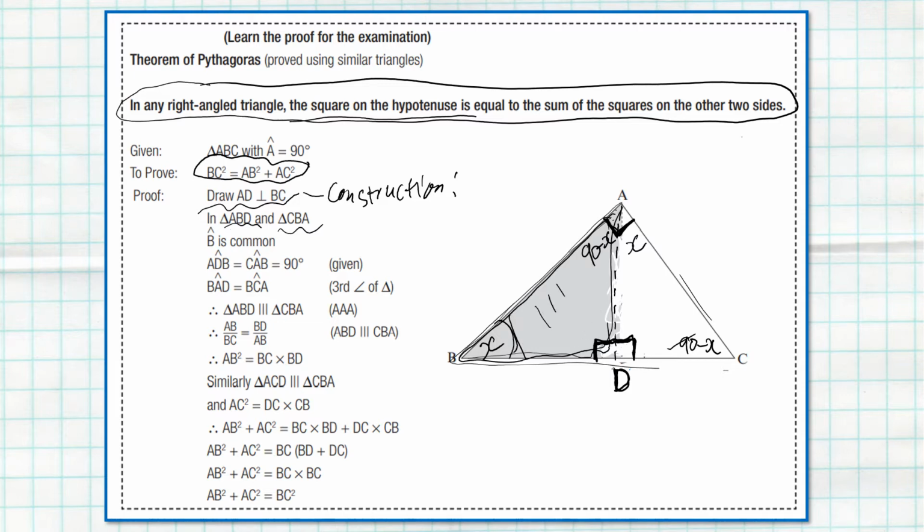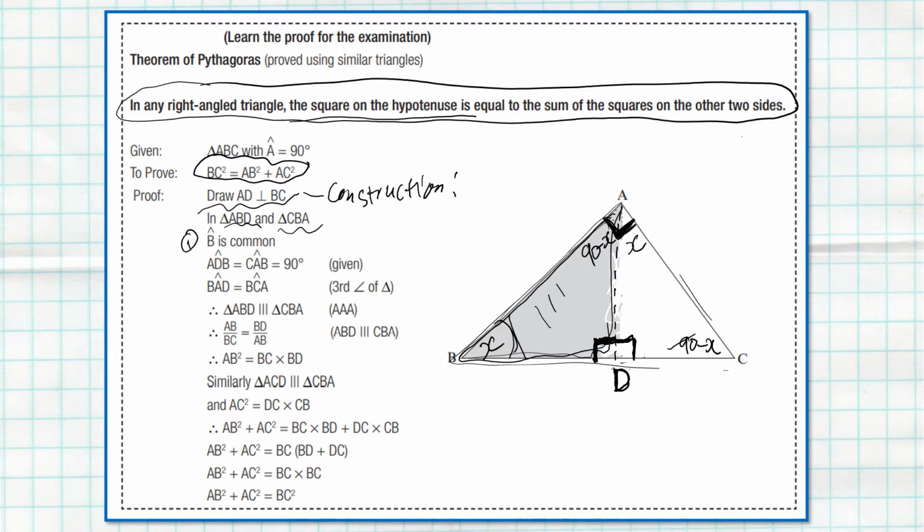ADB is this one, is the same as what? In the bigger triangle, it is the same as angle CAB. Can you see? It is given, right? So it is given that they are the same. And also by construction, we made this line perpendicular here so that it can be the same as that. So this 90 is equal to that one. Once you get two angles that are equal, you can just conclude that the two triangles are similar. You don't need to really look for the third angle as they've done here.